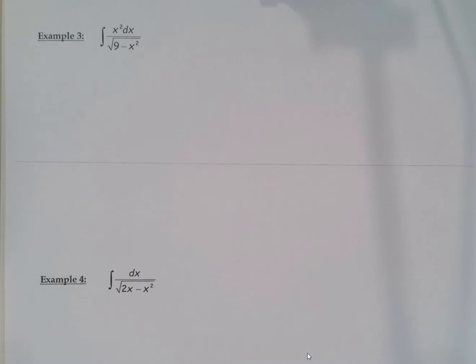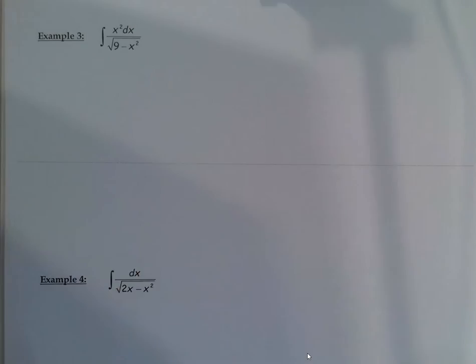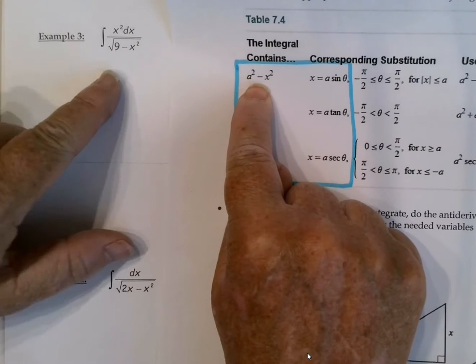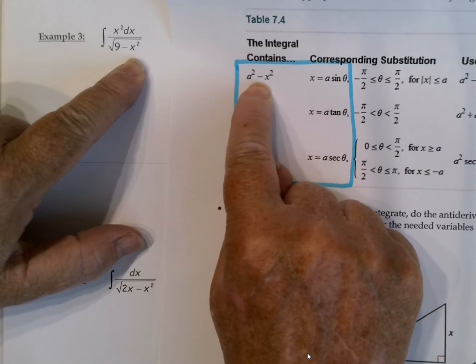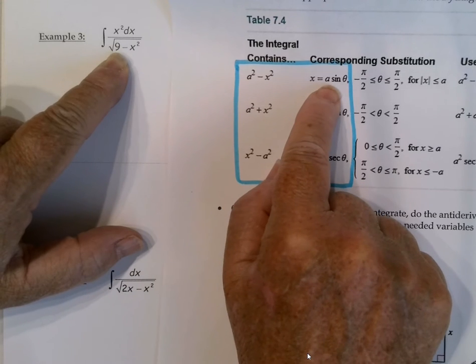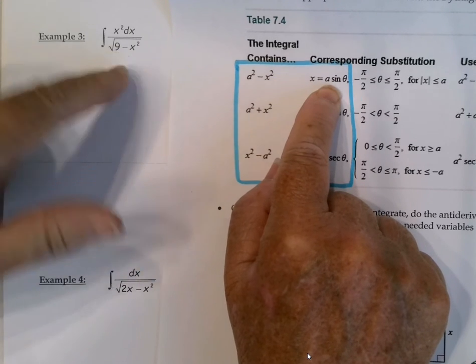Here we go. Example 3. We've got x squared over the square root of 9 minus x squared as our integrand. And if I go back to my list again, it looks like we're kind of back to this one again. That 9 minus x squared is this form with an a of 3. So I'm going to want to let x be 3 sine theta.